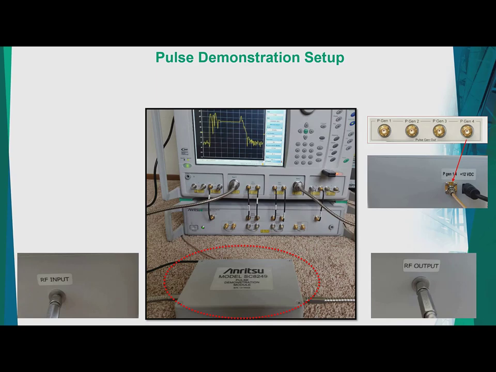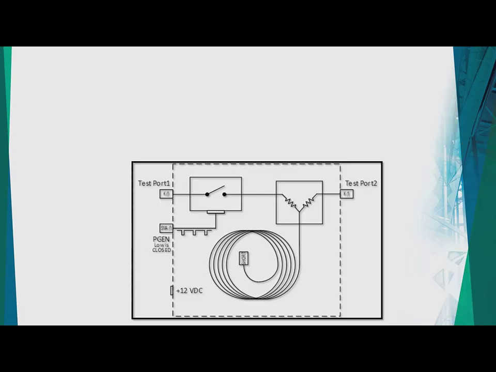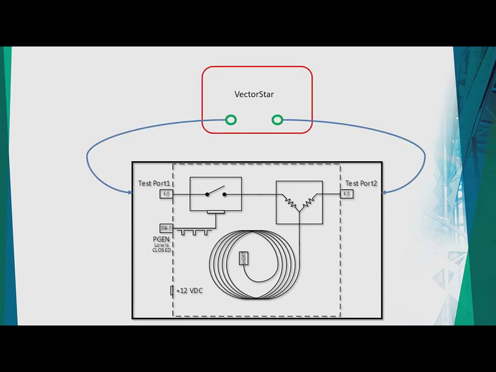Coming back to this pulse demonstration module, you can see this is the block diagram of it. It's basically a device which is trying to do a modulation, or pulse modulation, to the incoming RF from the VNA port. You can see that the PGEN low is closed. That means whenever we have to close the switch here to the RF side to make it pulse, so that all the pulse modulation is happening in this box, we have to have the pulse generator signal coming in to be on the lower side.